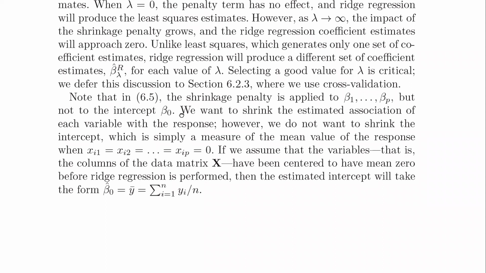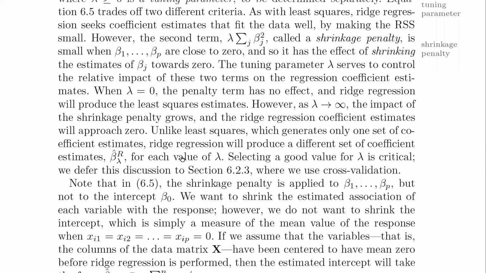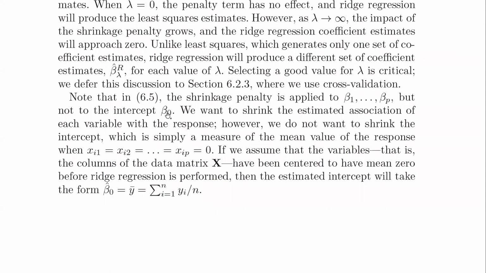Note that in 6.5, the shrinkage penalty is applied to the betas, but not the intercept beta naught. We want to shrink the estimated association of each variable with the response. However, we do not want to shrink the intercept, which is simply a measure of the mean value of the response when each characteristic is 0. If we assume that the variables, that is, the columns of the data matrix X, have been centered to have mean 0 before ridge regression is performed, then the estimated intercept will take that form.